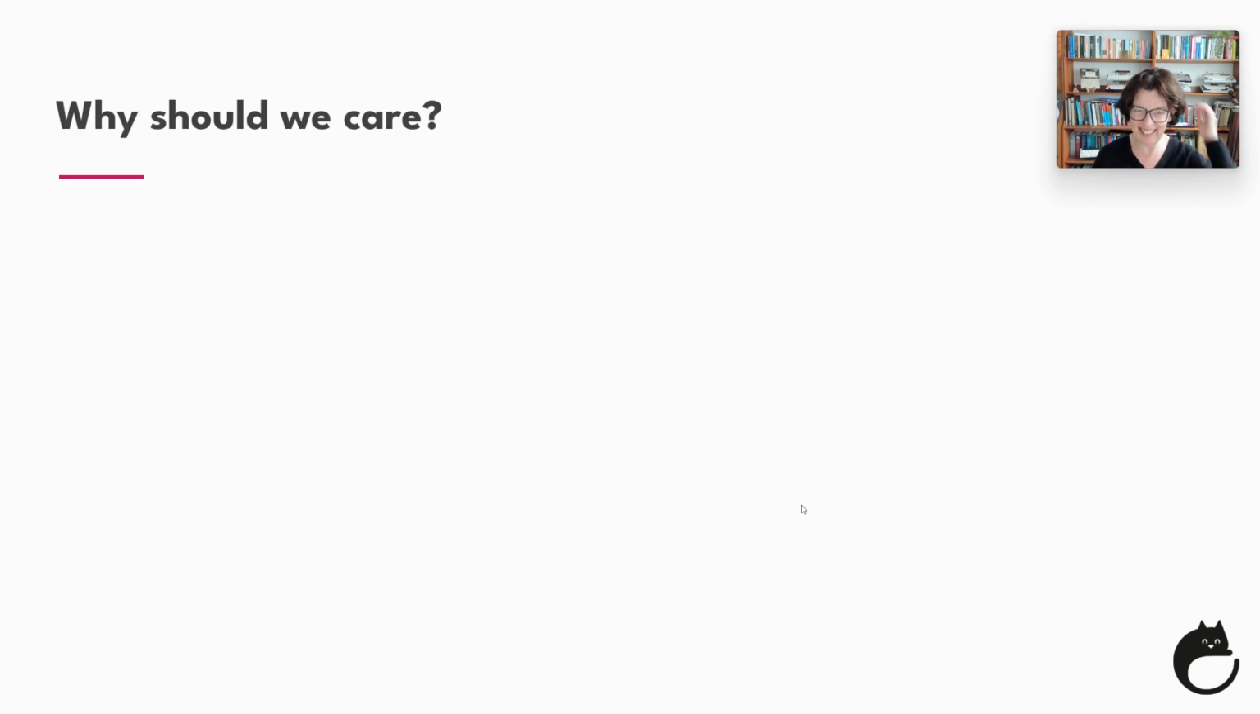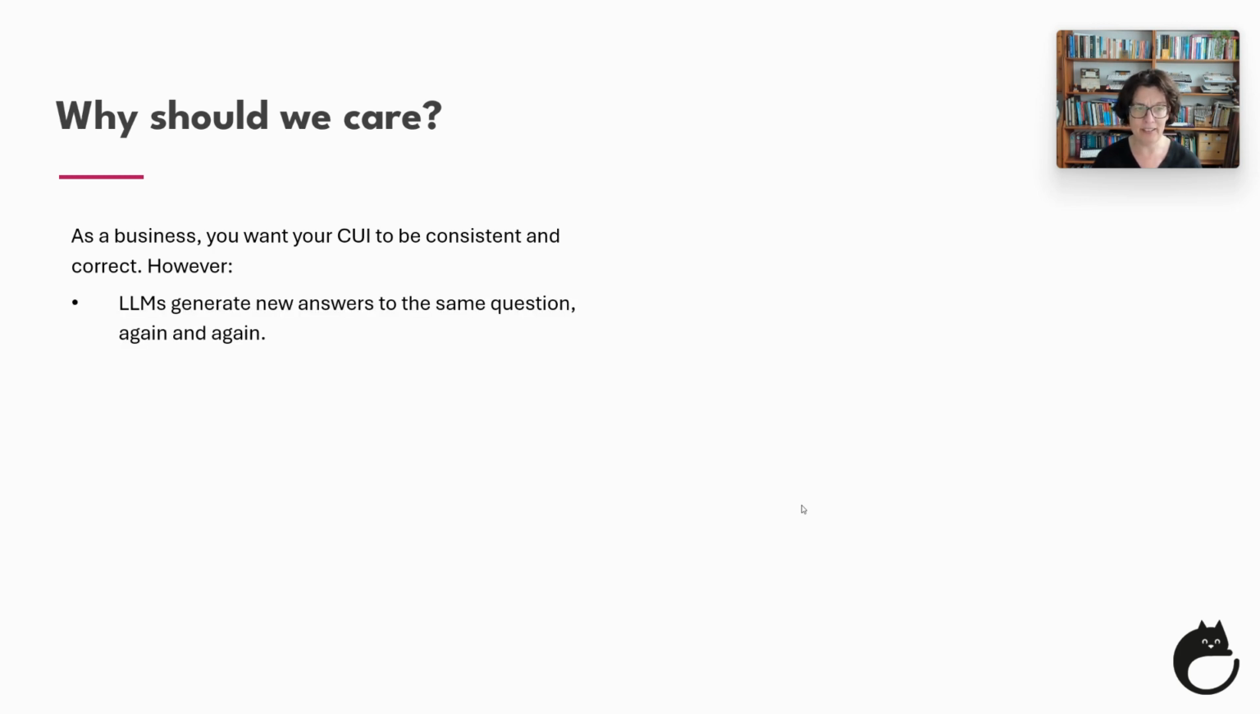So, why should we care about this? Well, it's a bit of an open door, but I'll mention it anyway. As a business or even as a private person, you want your CUI, or conversational user interface, to be consistent and correct, right? However, large language models generate new answers to the same question again and again. So even if these answers are correct, you'll never have the guarantee that the exact same question will get the exact same answer. Well, that's a bit scary to me.